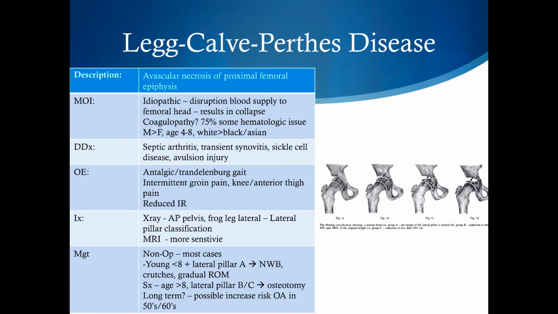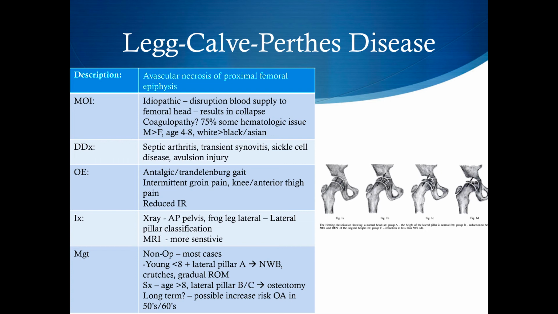Again, the differential is listed there. In terms of the examination, they may have an antalgic gait or Trendelenburg gait, intermittent groin, anterior thigh, or medial knee pain. They also may have a reduced internal rotation. Again, you always want to start with an x-ray, and the lateral pillar classification is the classification system that is used. MRI is more sensitive to also pick up this condition.